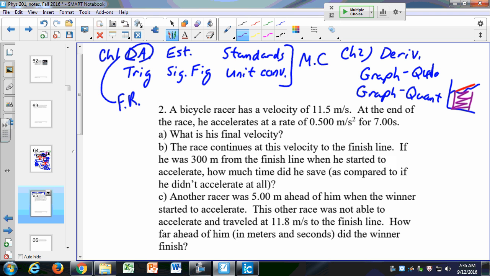Look back at the old test. We did some in class too, but look back at the old test and you'll see problems like this. You will see a problem like this. You may or may not see the derivative. I don't know. That's a surprise. Okay. I don't know yet either. So graph, qualitative, quantitative, and then also you'll have some kinematic word problems. Kinematics, word problems.